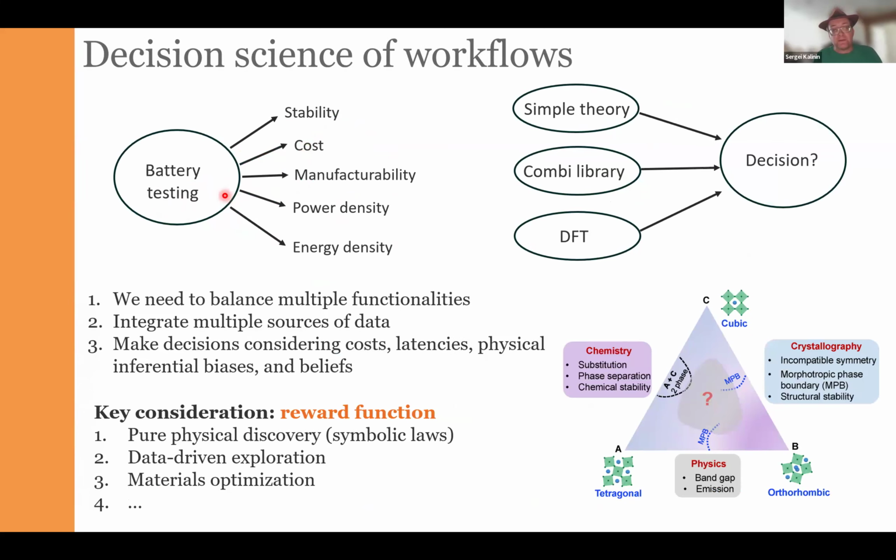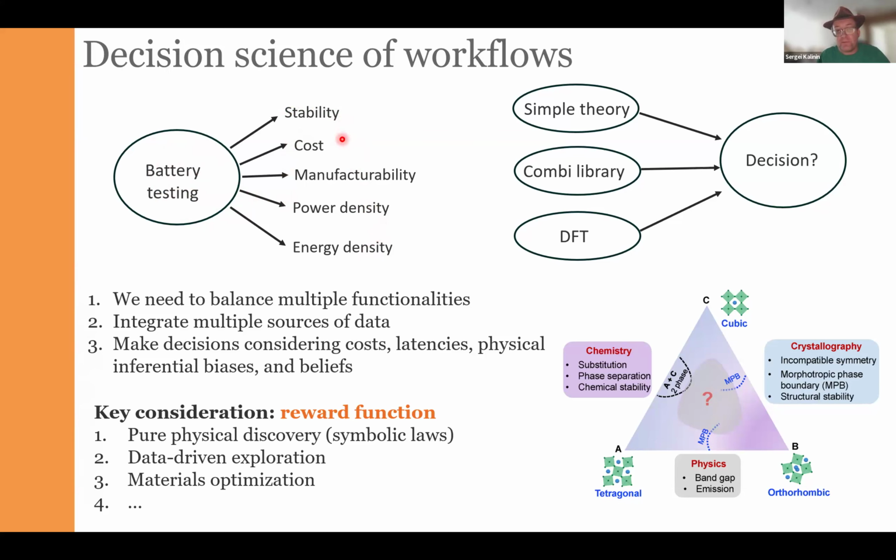The problem is that our decisions are usually much more complex than just something straightforward. For example, imagine that you test a battery. There are multiple parameters that you want to optimize jointly. So this becomes multi-objective decision making. The same thing applies for anything else.